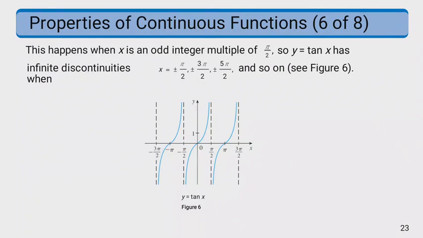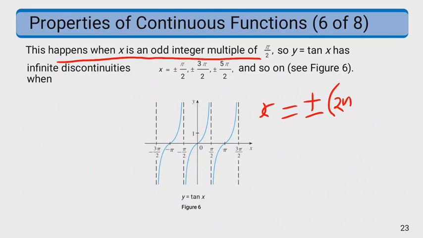Cosine of x being 0. So we are saying this will happen anywhere where x is an odd multiple of pi over 2. What are we saying? We are saying anywhere where we can write x to be equal to either plus or minus (2n plus 1) times pi over 2. And then let your n now be an integer.